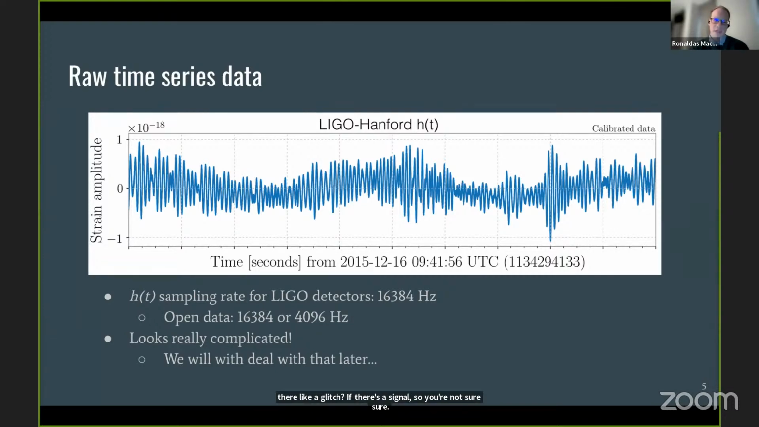This h of t is sampled at LIGO detectors at 16 kilohertz. That means that for 1 second, you have about 16,000 samples. And the open data that you can get on GWOSC is 16 kilohertz or 4 kilohertz data. As I said previously, it looks quite complicated, but then we will use some data analysis tools to see that it can actually be much simplified.